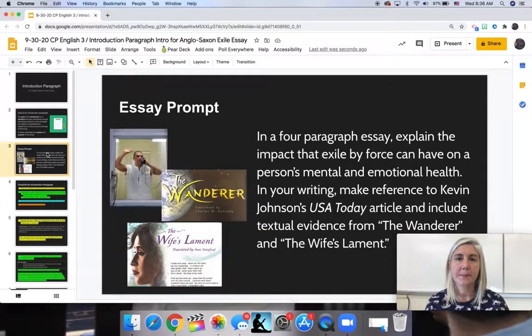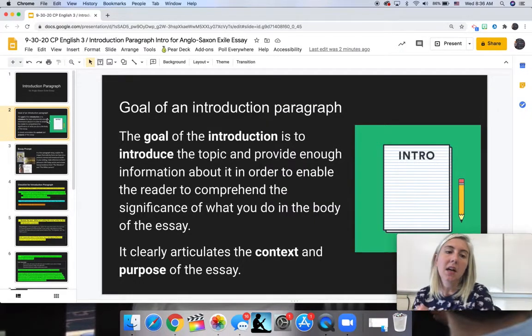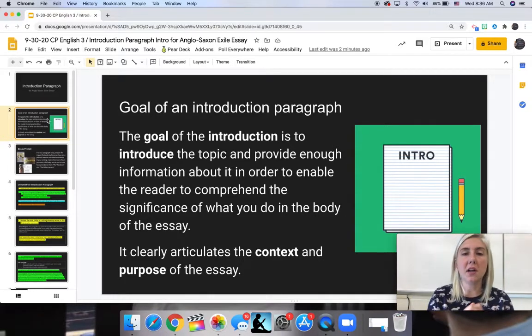I want to start by just reviewing the purpose of an introduction paragraph, or its goal. It's to introduce the topic, which makes enough sense, and give enough information about it in order to enable the reader to understand the significance of what you're going to do in the body of this essay. It will clearly articulate both the context and the purpose of this writing.